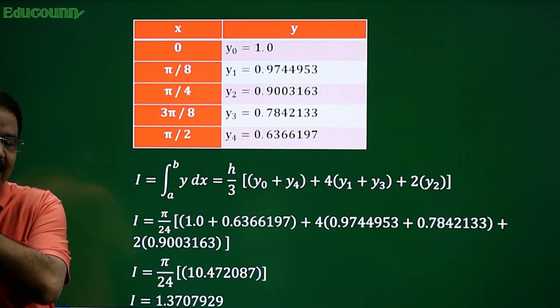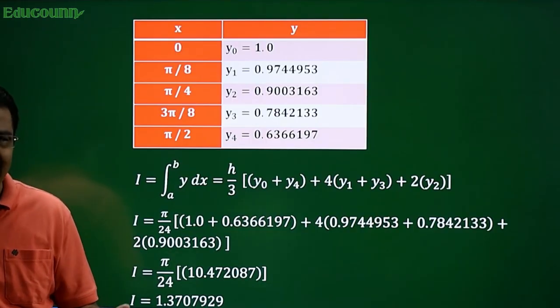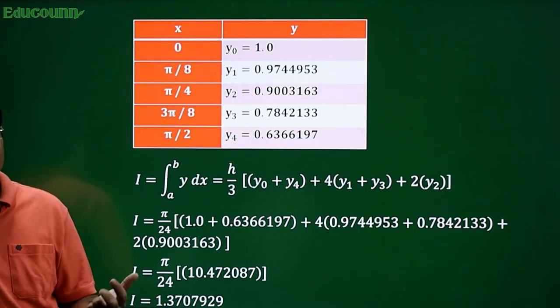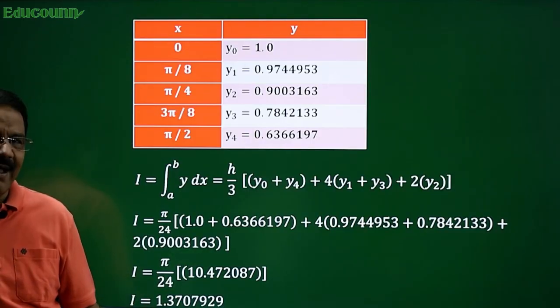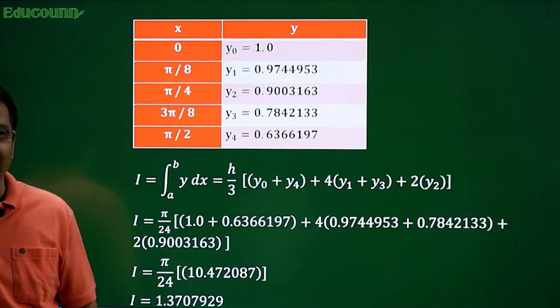Okay, so this is all about the concept of numerical integration. We have solved as many as 4 examples for practice. So the trapezoidal rule, Simpson's 1/3 rule, and Simpson's 3/8 rule are what we have studied today. Thank you very much.